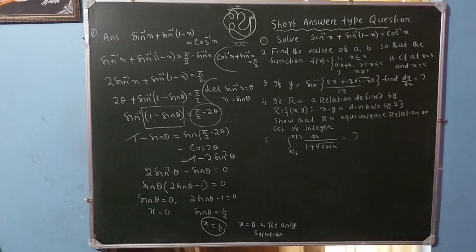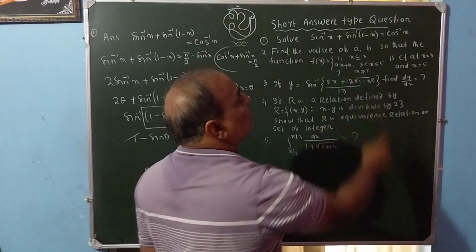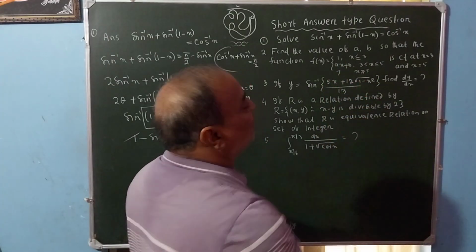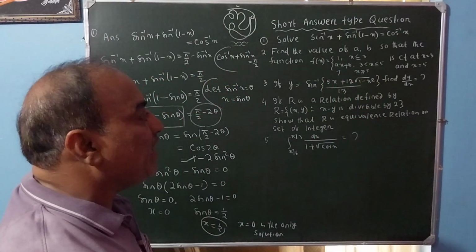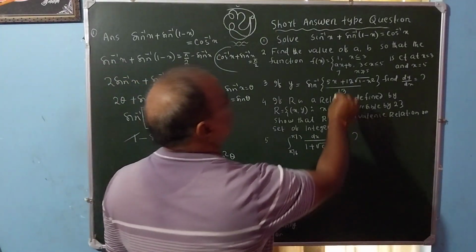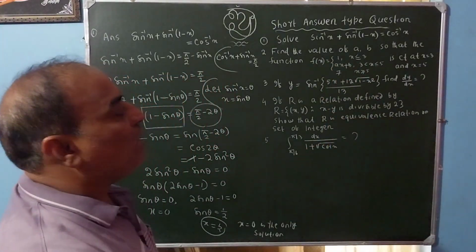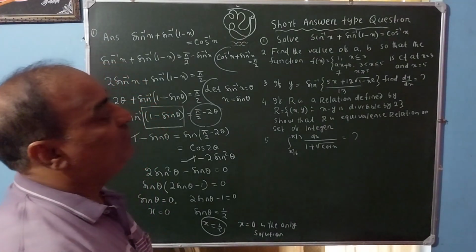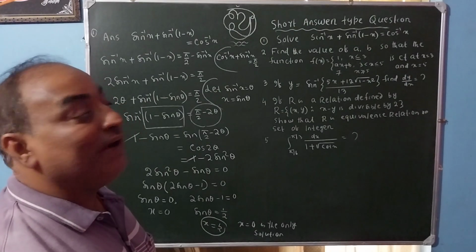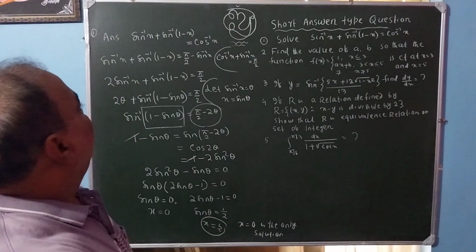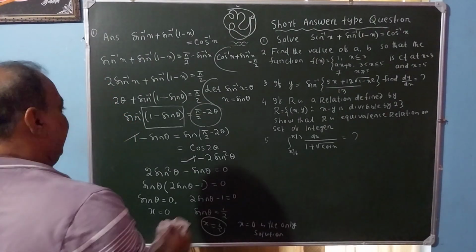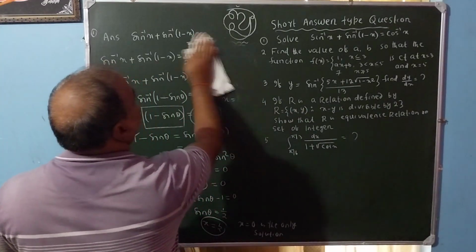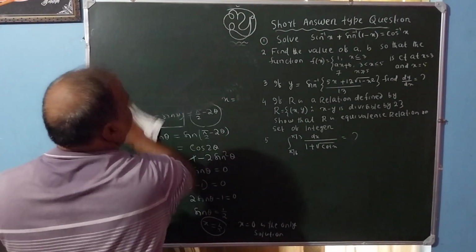Now we are discussing question number 2. Find the values of a and b so that f(x) is equal to 1 when x is less than or equal to 3, ax plus b when 3 is less than x less than 5, and 7 when x is greater than or equal to 5, is continuous at x is equal to 3 and x is equal to 5. Then what are the values of a and b? Write down the answer to question number 2. Very important question.